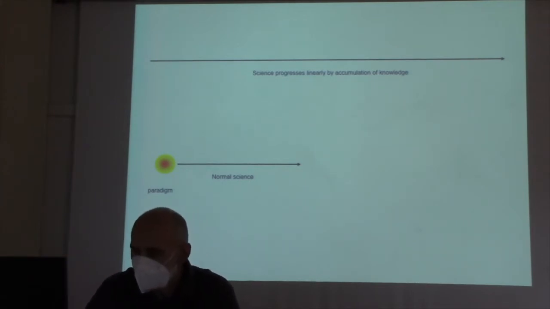He thought that at any given time, there is a current paradigm. We are going to define a paradigm in a moment. And until that paradigm reigns, we are in a period of normal science. So let's stop here for the moment and talk about the paradigm, which is central to Kuhn's thinking.